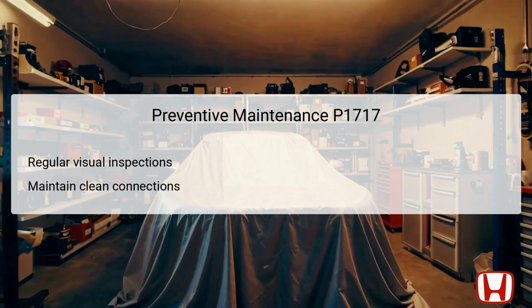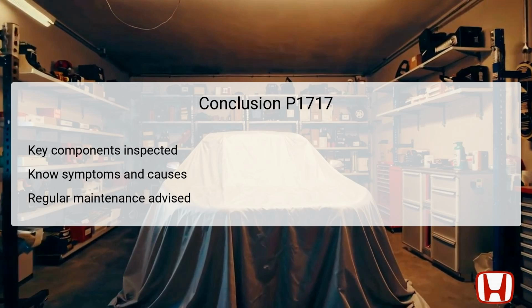Keeping an eye on the vehicle's diagnostic indicators can provide early warnings of potential trouble, allowing for corrective actions before they escalate into significant issues. In conclusion, the DTC P1717 serves as an important alert to potential issues within the transmission range signaling system of the Honda Civic 2022 and newer models.